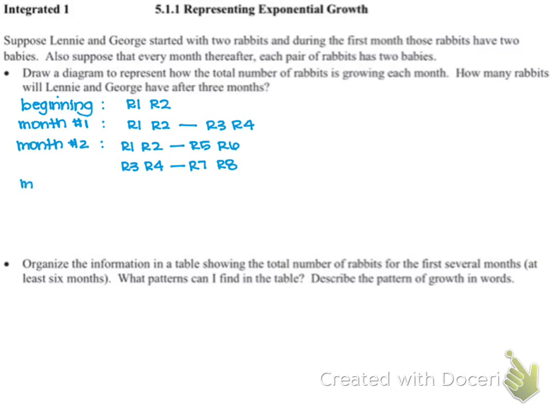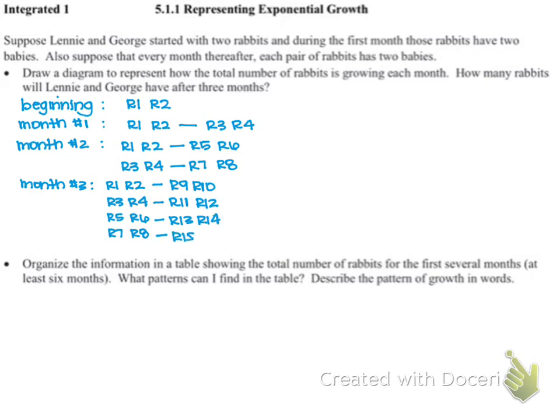Let's talk about month 3 now. Now we still have all the rabbits from the previous month. So we've got Rabbit 1 and Rabbit 2, Rabbit 3 and Rabbit 4. Then we still have Rabbit 5 and 6 and Rabbit 7 and 8. But now they are also going to have more. So now we've got Rabbit 9 and 10, 11 and 12, 13 and 14, and 15 and 16. Oh, forgot the rabbit part.